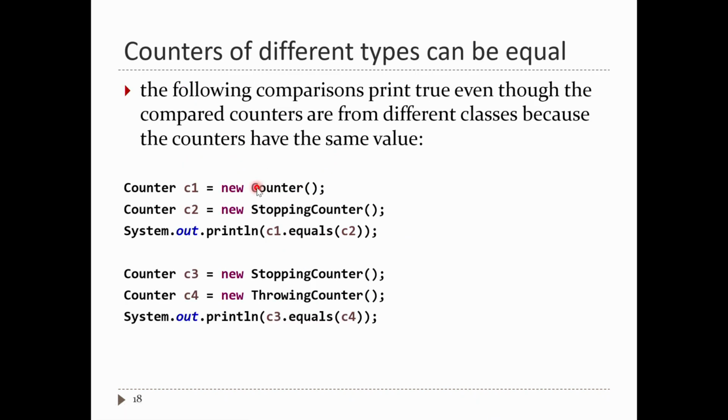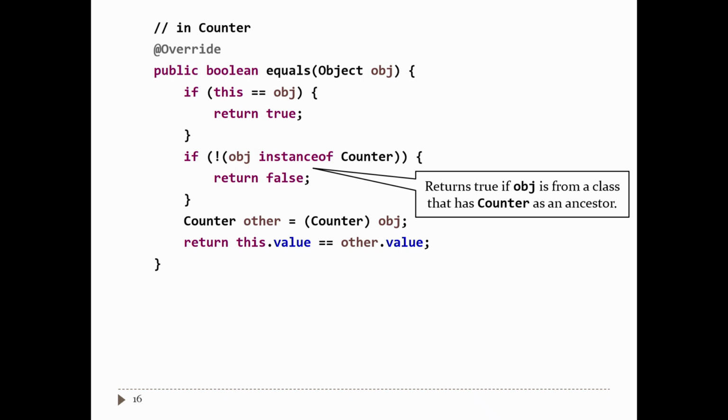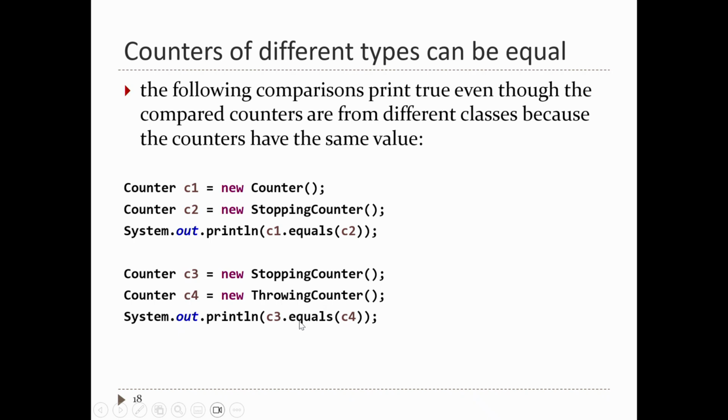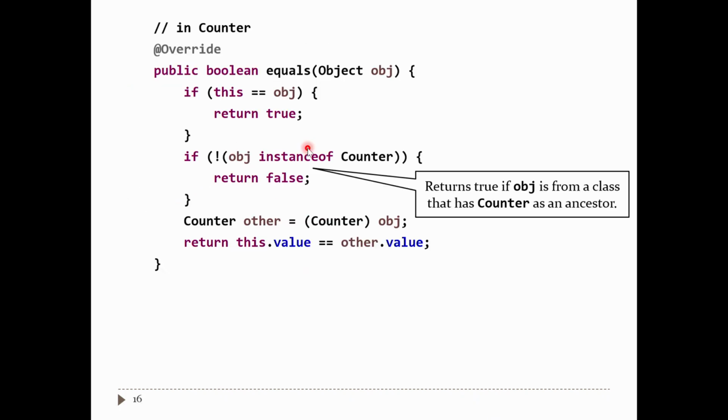Back here, counter, stopping counter, right? So again, inside equals, C2 is a stopping counter. obj is a stopping counter. So is a stopping counter a counter? The answer is yes. Right. In here, C4 is a throwing counter. So inside equals obj is a throwing counter. Is a throwing counter an instance of counter, or is a throwing counter a subclass of counter? The answer is yes. So again, the condition here is false, and you jump down to the rest of the method here.